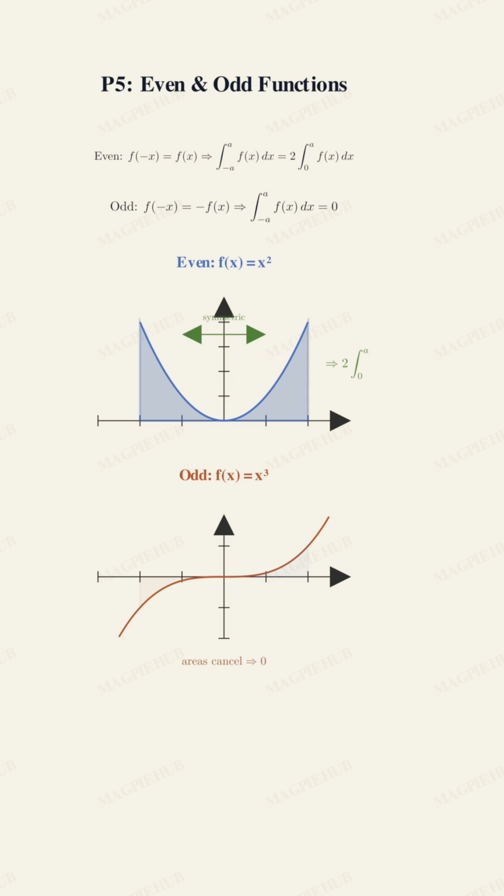For an odd function, where f of negative x equals negative f of x, like x cubed, the positive area on the right exactly cancels the negative area on the left. So the integral from negative a to a is 0. This property saves enormous computation time in JEE when you recognize the symmetry.